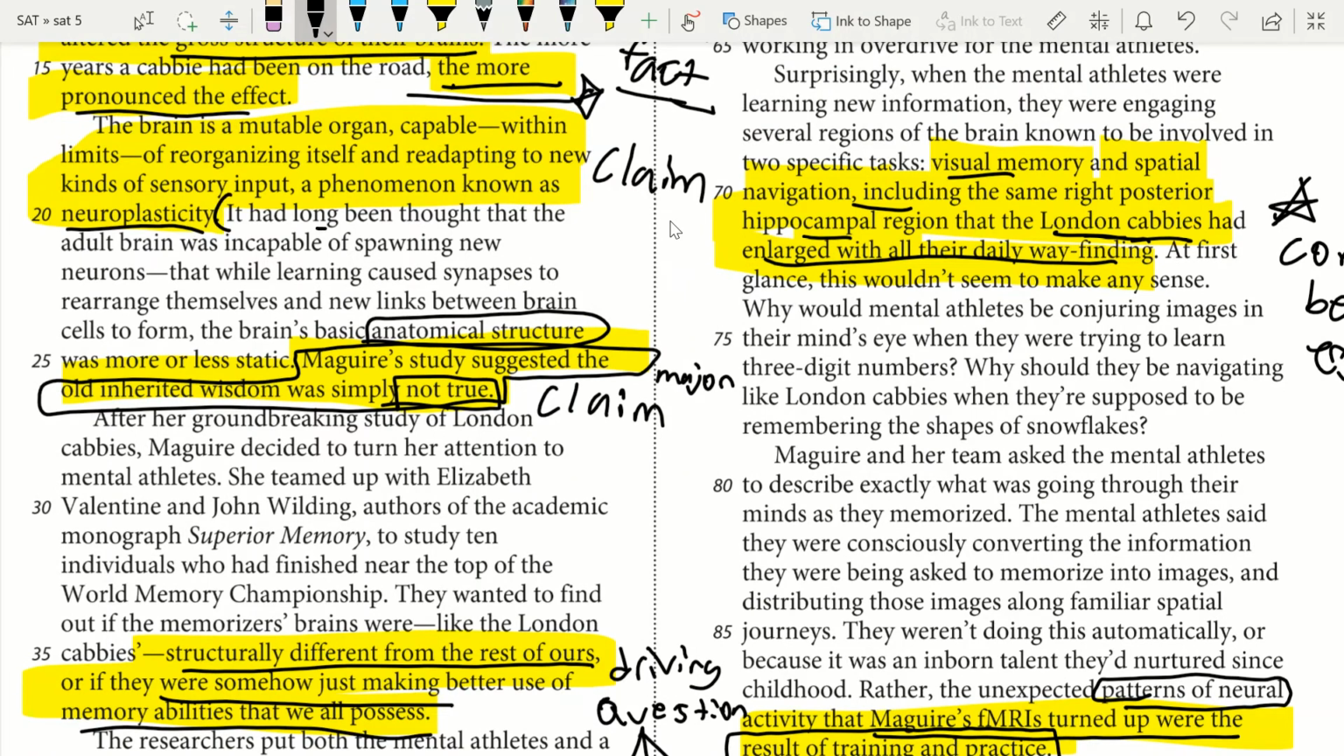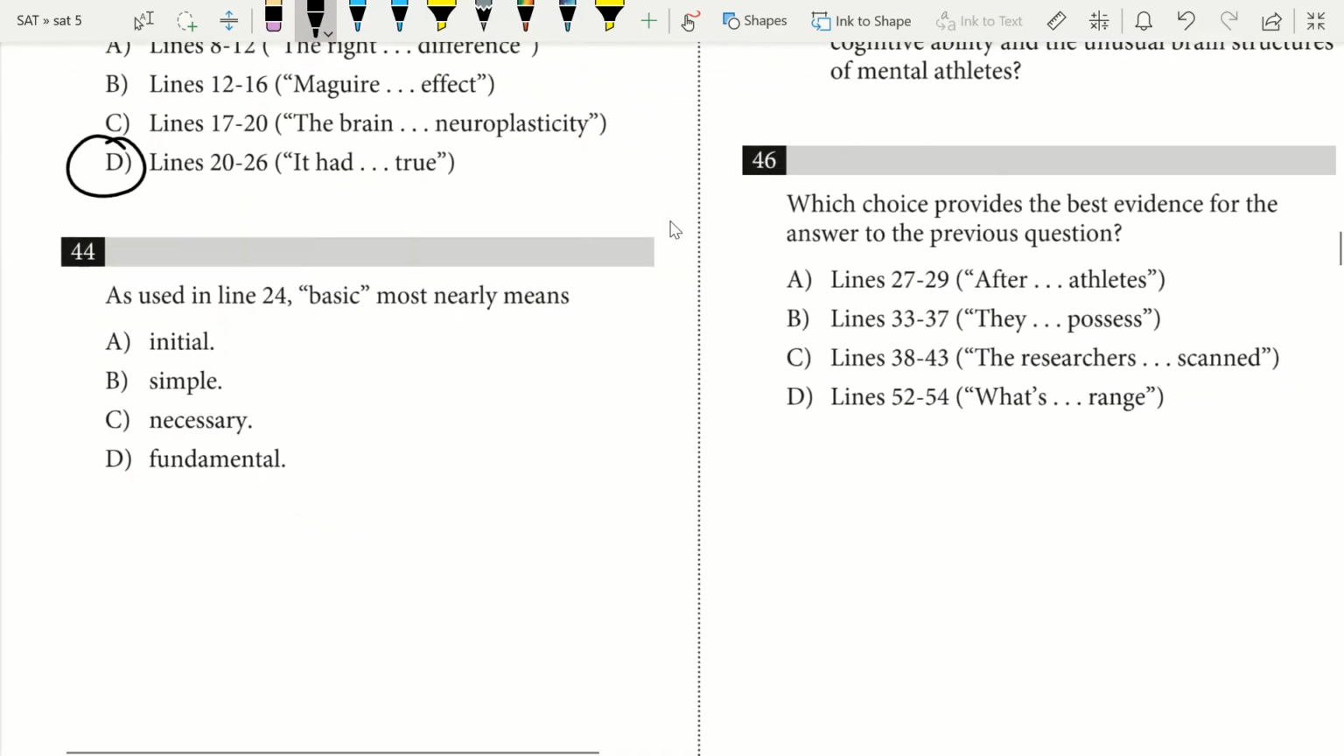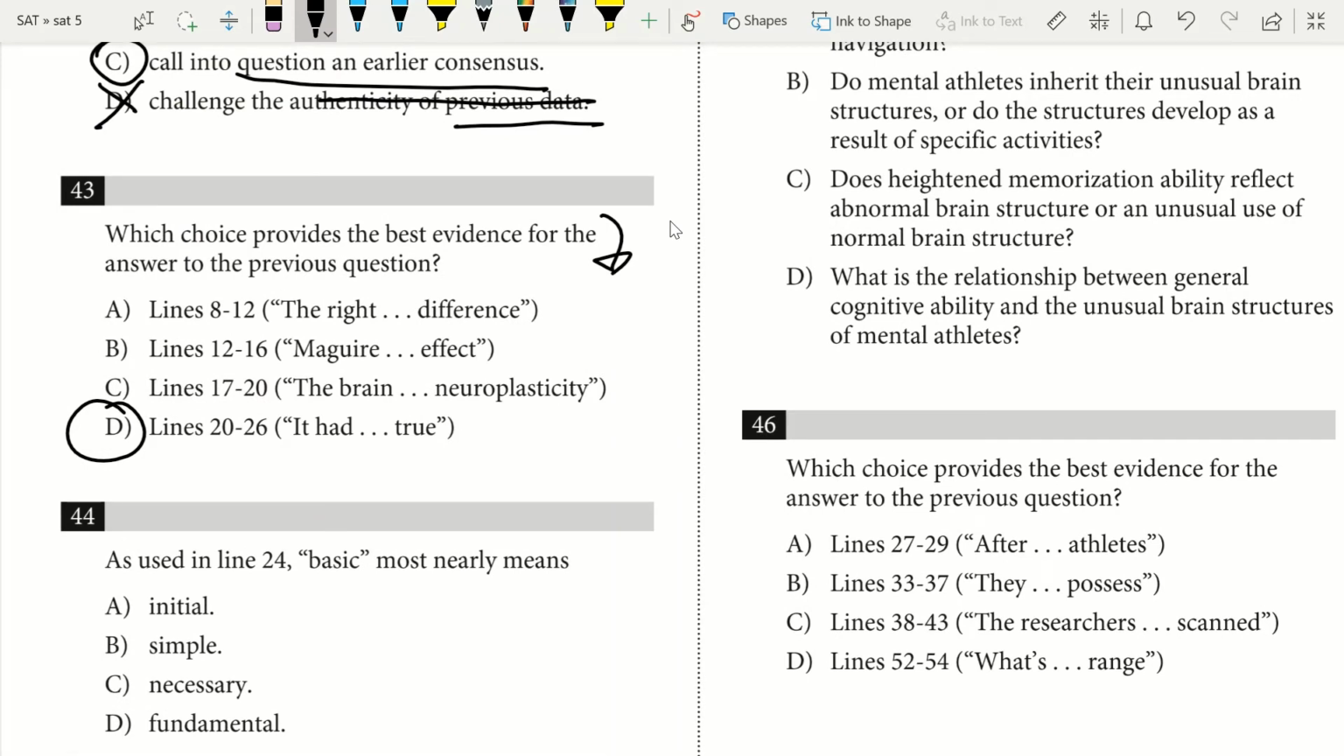That long thought belief about the adult brain being incapable of spawning new neurons, right? We're including that. Really including that full sentence before it and the sentence after. So 20 to 26 is great evidence there. Obviously 43 is then an evidence question. Answer there is going to be D.